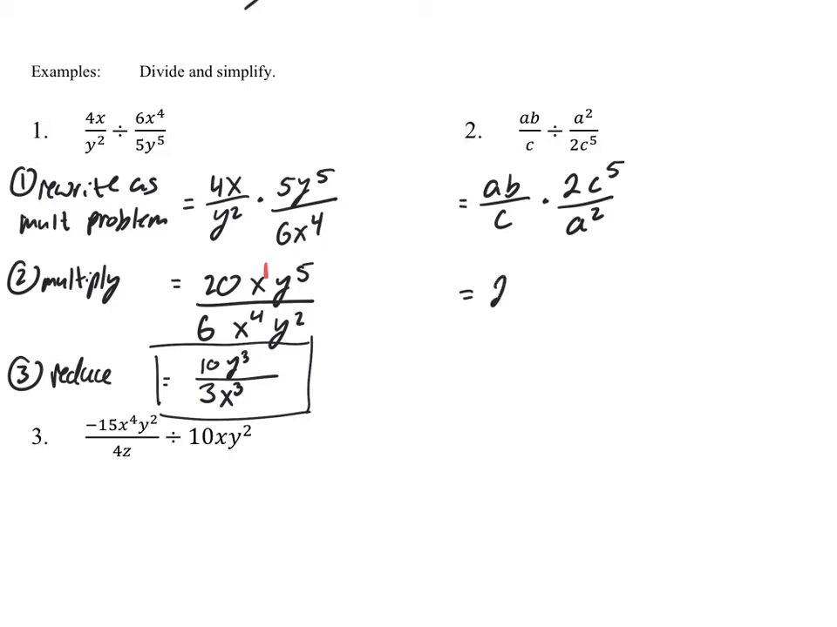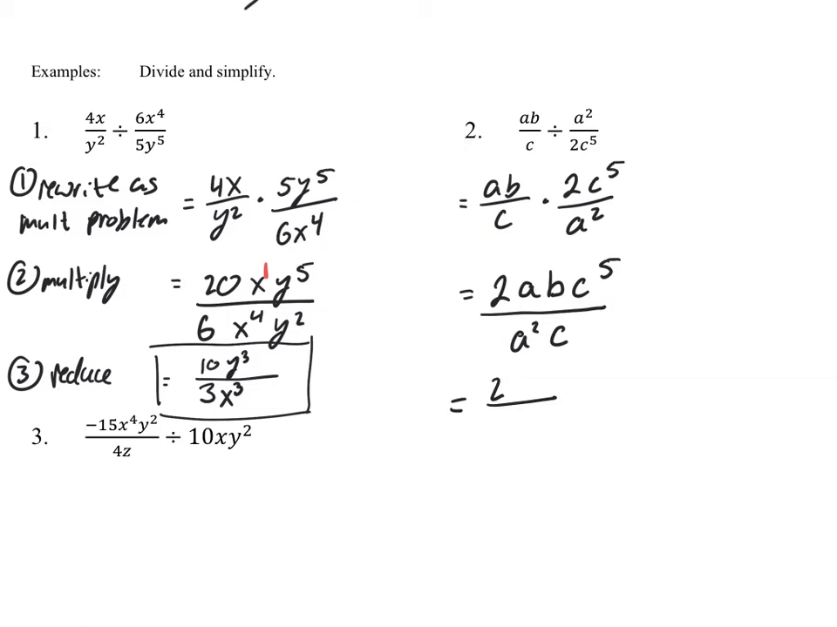So we're going to have 2, our coefficient, times a times b times c to the fifth. And then in the denominator, we're going to have our a squared times c. And now we just want to reduce. So we've rewritten as a multiplication problem. We've multiplied straight across the top, straight across the bottom, and now we want to reduce. 2, our coefficient, is just being divided by a 1 that we don't have written because we don't write coefficients of 1, so it's just going to remain a 2.